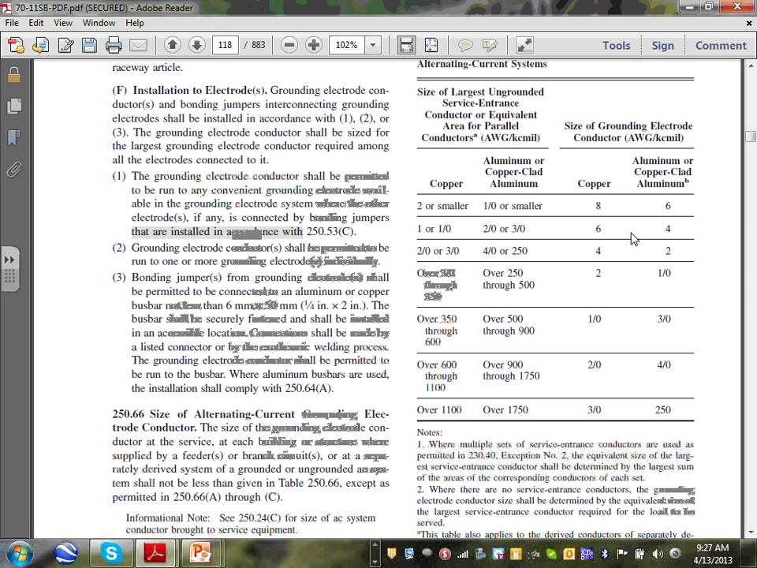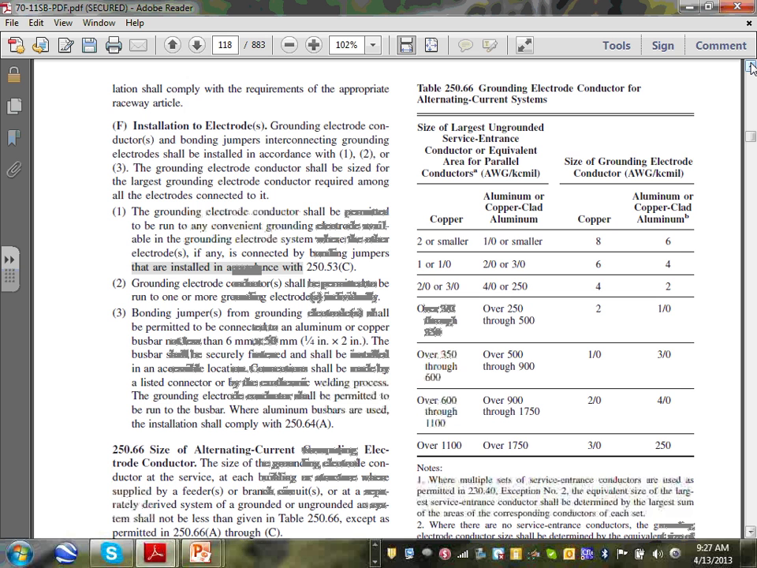This table you can use for grounding electrode conductor, supply side bonding jumper, and main bonding jumper. Main bonding jumper, supply side bonding jumper, and grounding electrode conductor. Use this table. FYI, I believe in 2014 they're going to separate this table. They're going to make one for the grounding electrode conductor and one for all the other bonding jumpers. So this will be split into 2 tables. They're going to remove the bonding from the grounding. This table is going to stay the same size though.